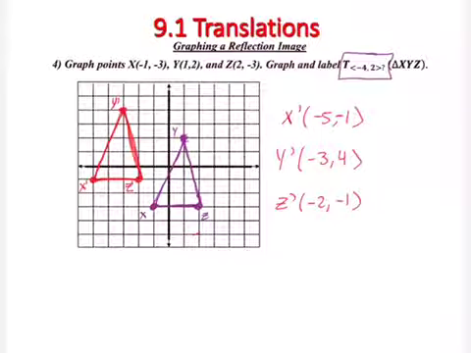So if you've done your translation correctly, you get X prime to be negative 5, negative 1, Y prime is negative 3, 4, and Z prime is negative 2, negative 1.